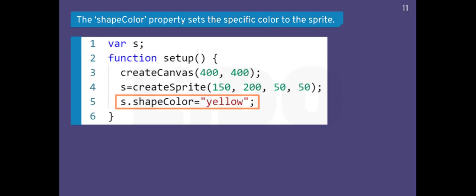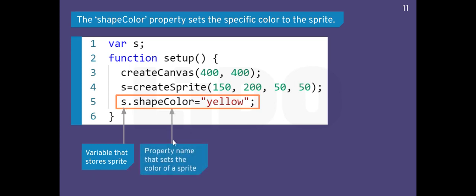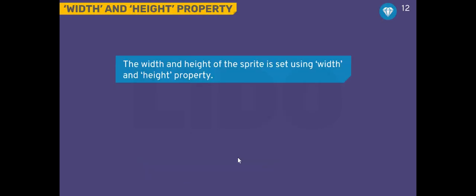Now we want to just see. We have done the steps. Now let's see what we can do more here. It becomes a variable that stores sprites. This becomes the property name that sets the color of a sprite. And this is the property value. Now let's use the width and height properties. The width and height of the sprite is set using width and height properties.